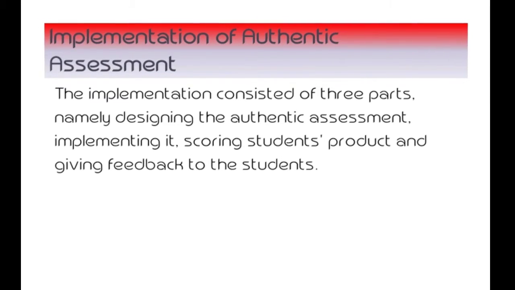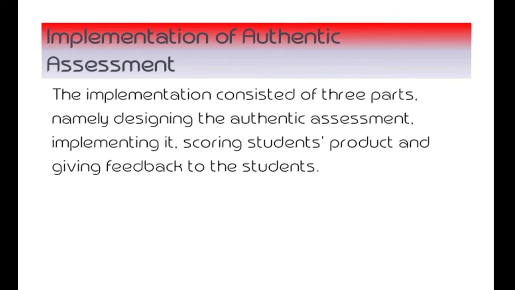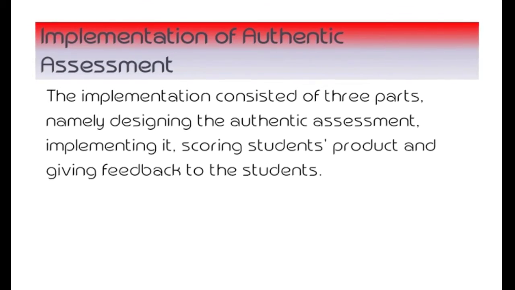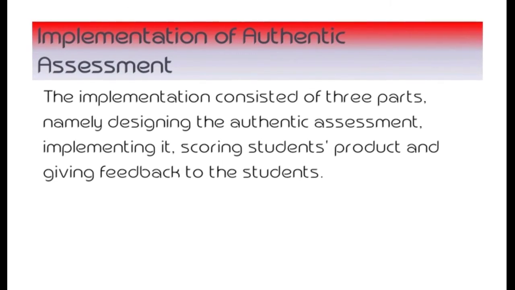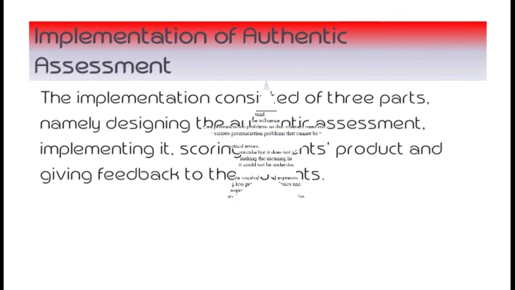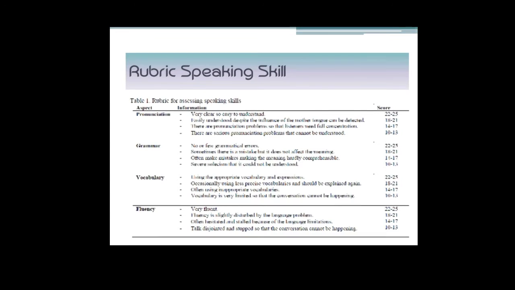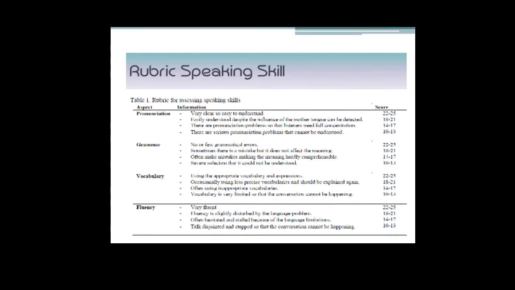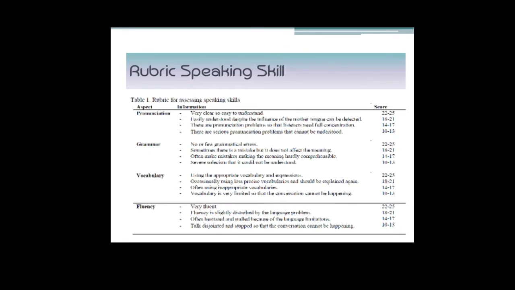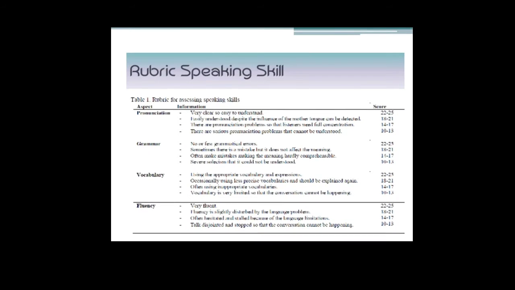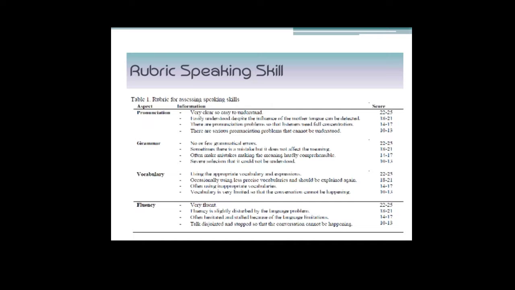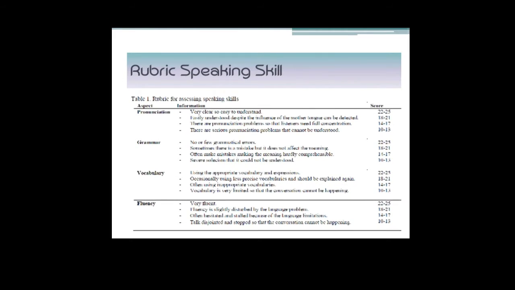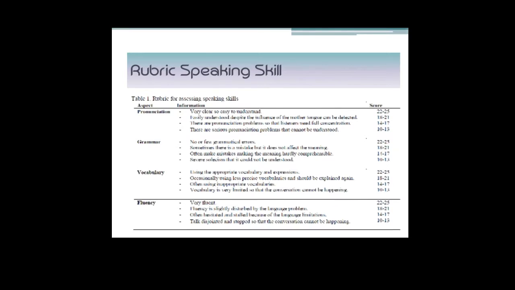The implementation consists of three parts, namely designing the authentic assessment, implementing the assessment, and scoring students' products and giving feedback to the students. And this is the rubric for assessing speaking skills. After preparing the rubric, the teachers can conduct performance, project, and portfolio assessment in assessing students' English productive skills.